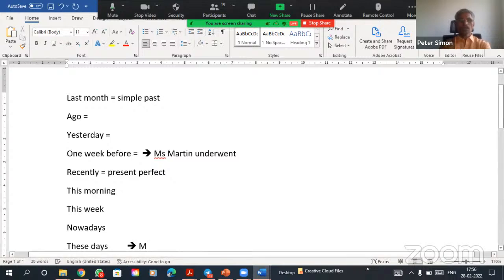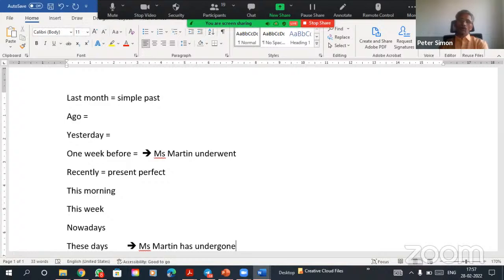Miss Martin has undergone. Go, went, gone. Undergo, underwent, undergone. So both are correct. But what word are you using?